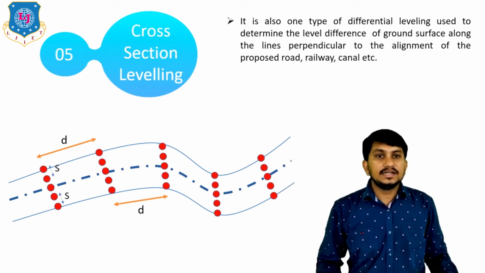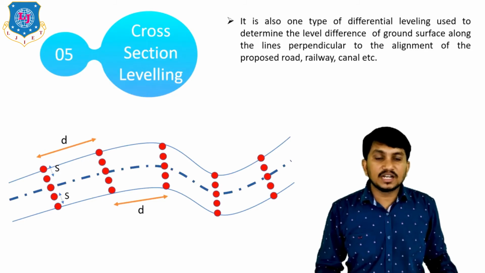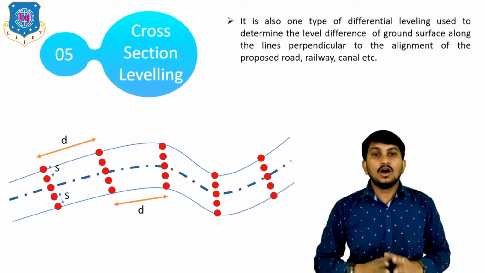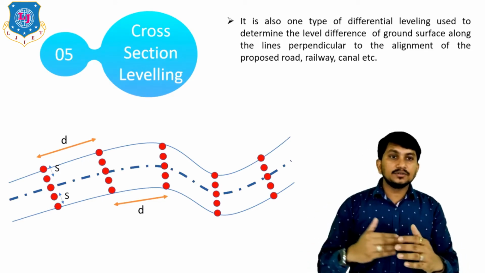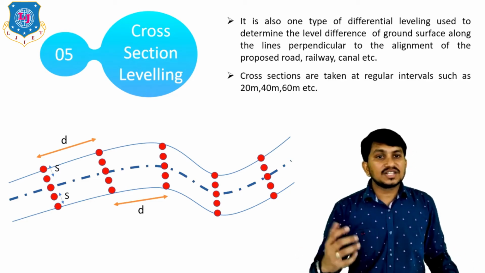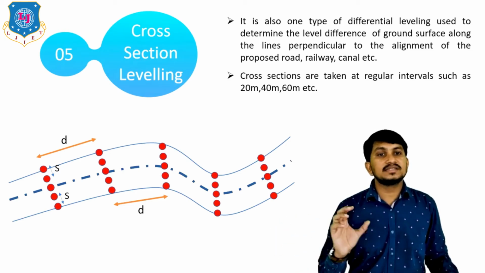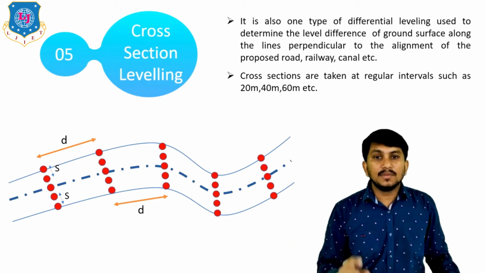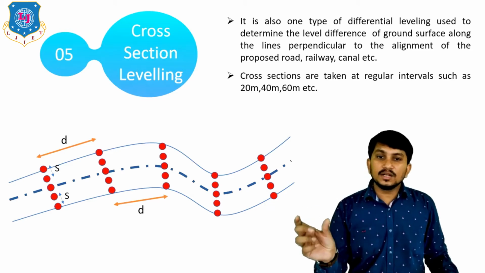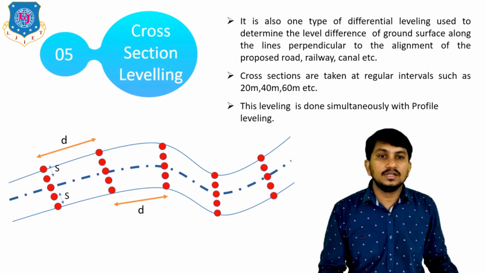Okay, it is also one type of differential leveling, which is used to determine the level difference of the ground surface along lines perpendicular to the alignment of the road, railway or canal. Cross sections are taken at regular intervals such as 20 meter, 40 meter, 60 meter, etc. Okay, but this distance should be similar throughout the work. Okay, this is called cross-section leveling.